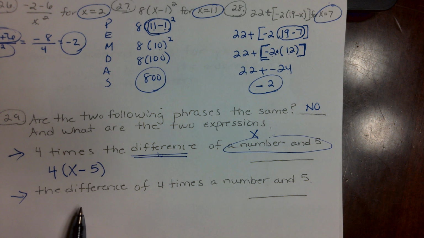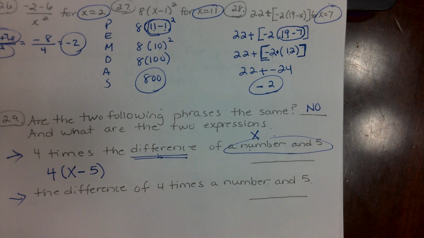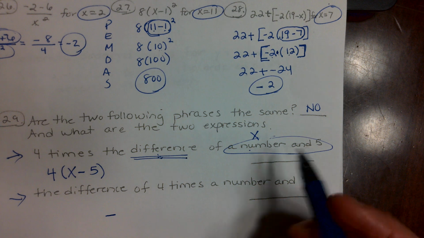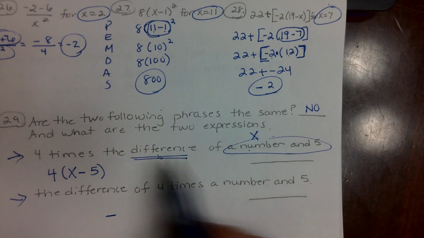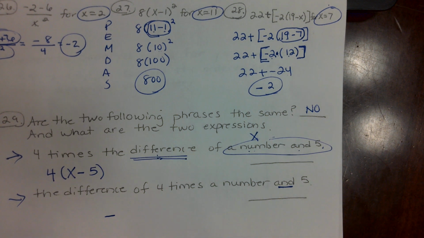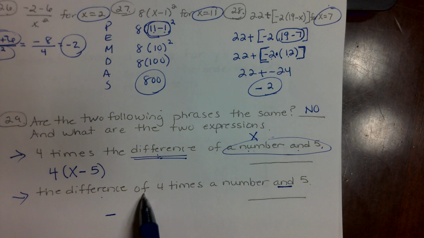Now, let's see what this one says. This one says the difference of, so now it's starting with a difference. And it's about to tell you the two different things. See, the two different things here when it went in this difference was a number and 5. So here's my "and." That's my separator of the two. So the difference of what?